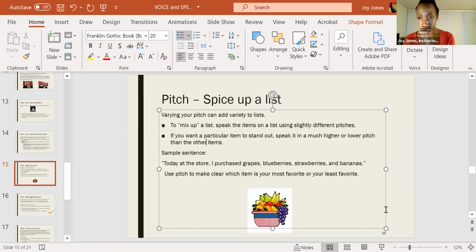I'll ask a volunteer. Let me see. Zell, I happen to see your face. Please indicate using pitch. This is more technical, but indicate using pitch which one of those is your favorite fruit. I purchased grapes, blueberries, strawberries, and bananas.